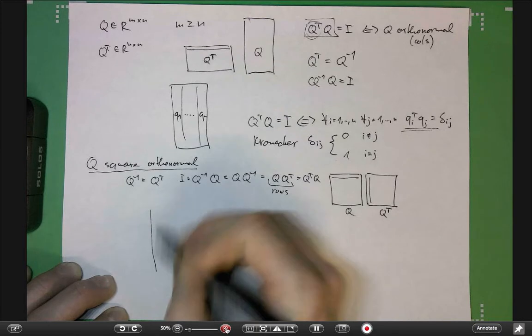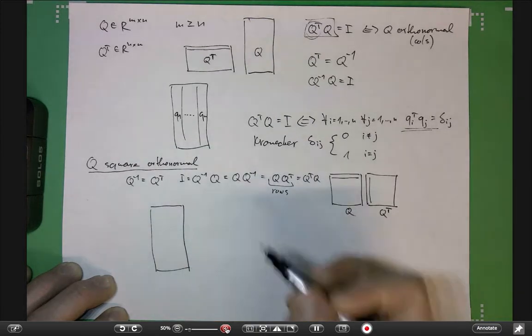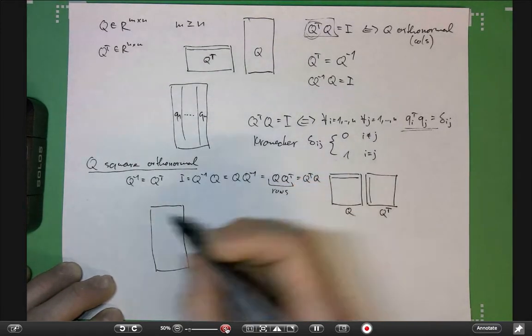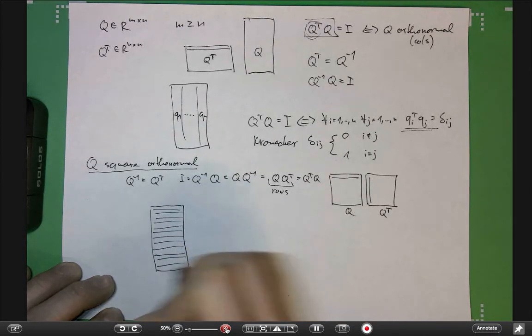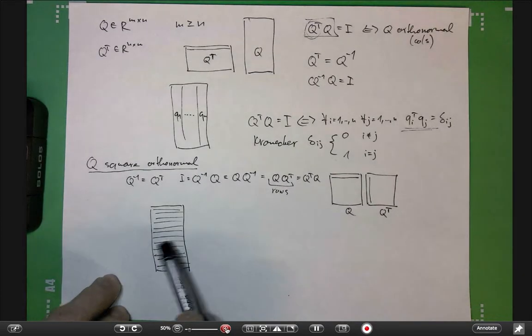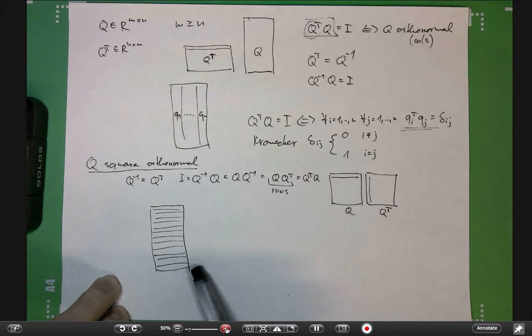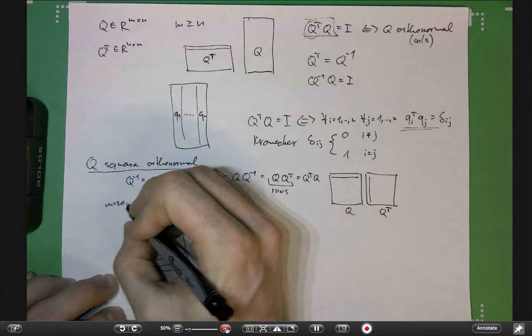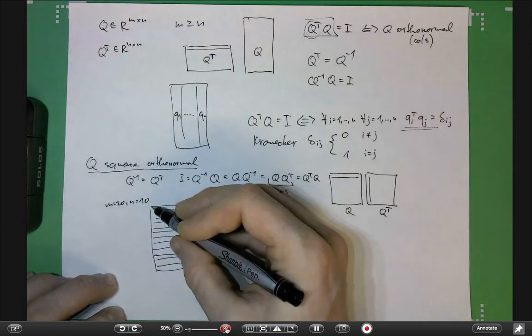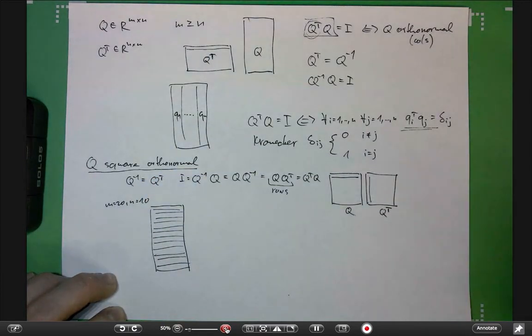Now if I have a rectangular orthonormal matrix, then it clearly cannot be the case. I cannot have the rows be orthonormal as well. If I have a bunch of rows here, more rows than columns, then it can't be orthonormal. Why can't it be orthonormal? If I have m equal 20 and n equal 10, so 20 rows and 10 columns, why can the rows not possibly be orthonormal vectors? They could clearly be units, no problem with that, but they cannot be orthogonal.